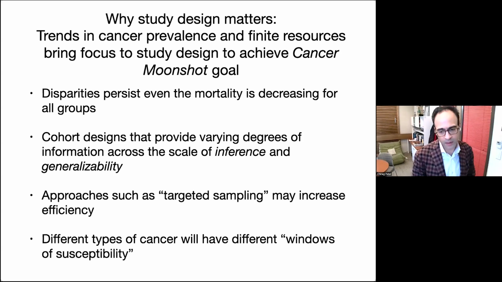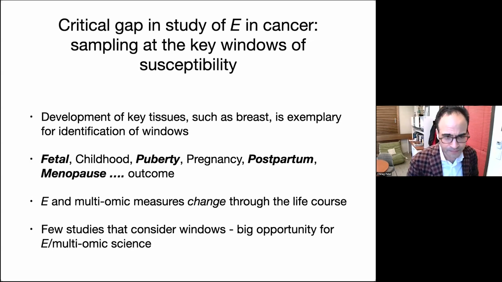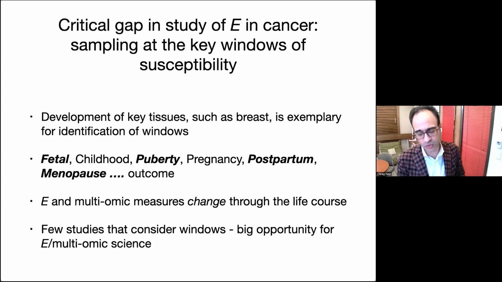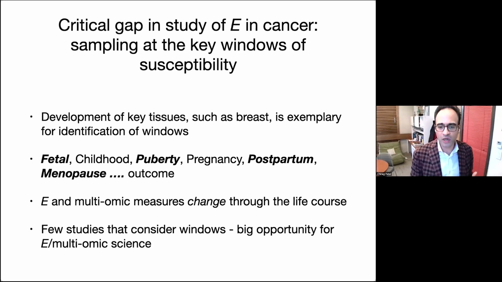And a very important topic that was brought up throughout the workshop is that different types of cancer will have different windows of susceptibility. And so development of key tissues, such as the breast, is exemplary for identification of these windows. You think of, as someone develops from their fetus onwards, how do we identify what those key windows are, and how do we map that to outcomes? It seems like an intractable task, but exposures and the multi-omic changes also occur through this life course. But I think there's an opportunity here for mapping these exposures in multi-omic science by potentially stitching together different data sets, different cohorts, as was being brought up throughout the workshop as well.